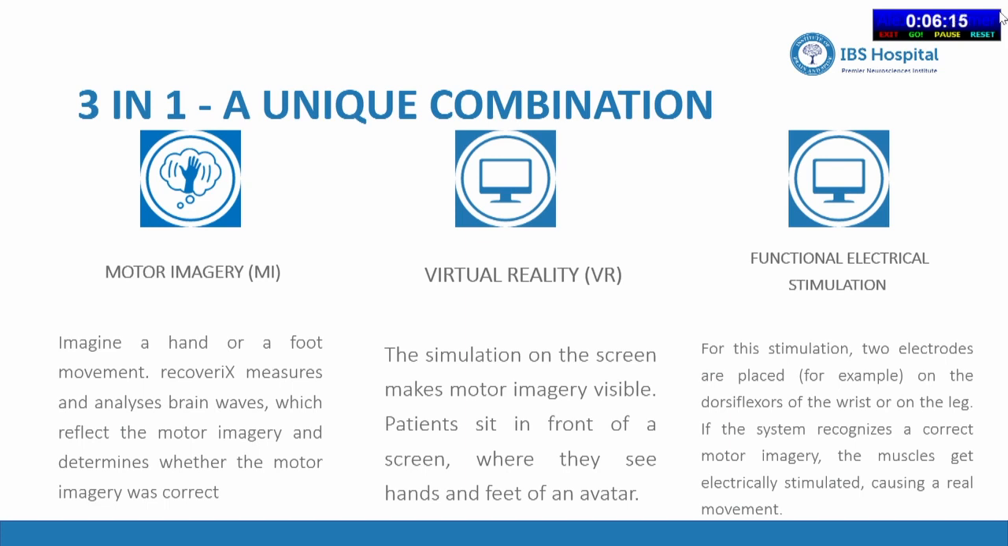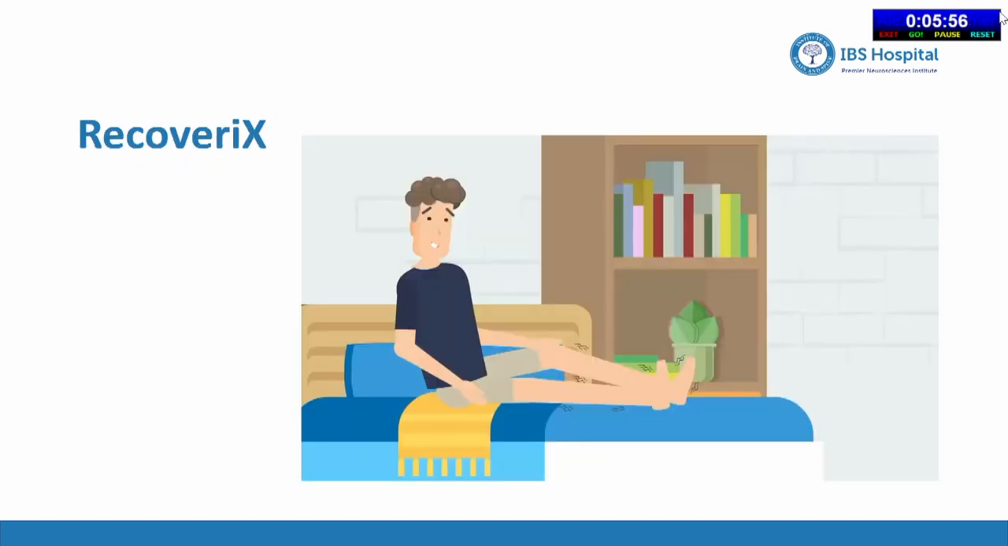Then the third one is FES. With FES, there are two electrodes placed on your arm or foot, on the legs. If the system recognizes a correct motor imagery, the muscle gets electrically stimulated, causing a real movement. So there is a short video.